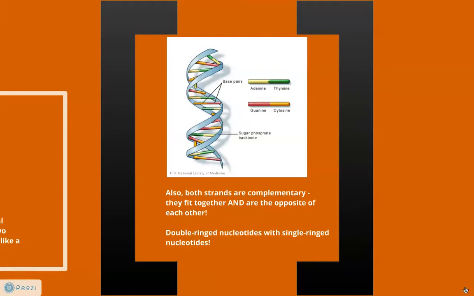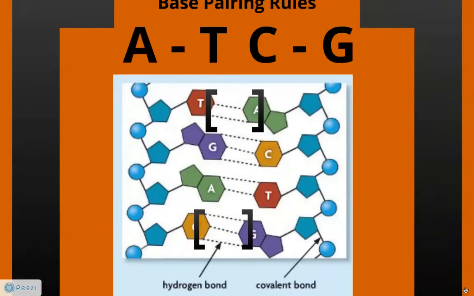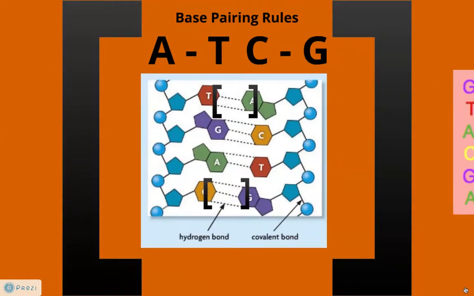Double ring nucleotides fit with single ring nucleotides. And we will now examine how the bases pair with each other. It's very simple. A goes with T and C goes with G. Again, A T, C G. And notice in the diagram that the bases are bonded to each other by a hydrogen bond, which is generally weaker than a covalent bond, and a covalent bond would connect a phosphate and a sugar.